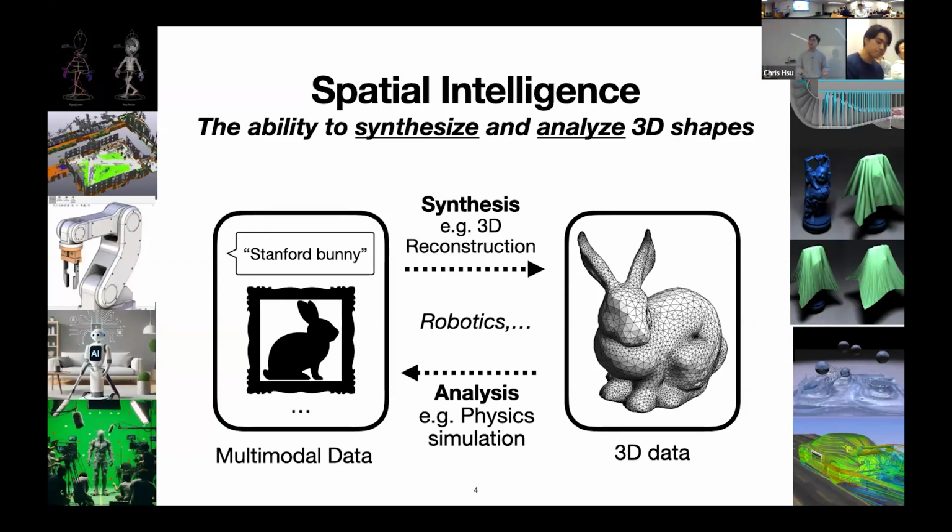A lot of applications that we care about require both synthesis and analysis. Imagine that you want to build a home robot. It needs to reconstruct the house and analyze the environment in order to navigate through it. So the ability to do both of these tasks well is very essential.